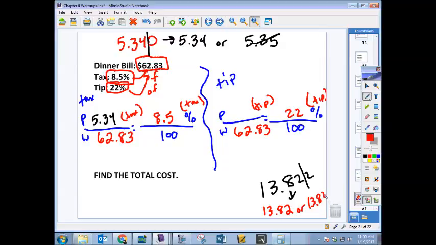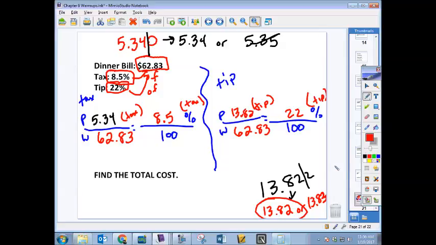You got it. Now, I see people writing. I'm not sure why. What's this going to be? Is this going to be $13.82? Or $13.83? There's supposed to be a 2 right there. $13.83, Tyler? $13.82. It's going to be $13.82.